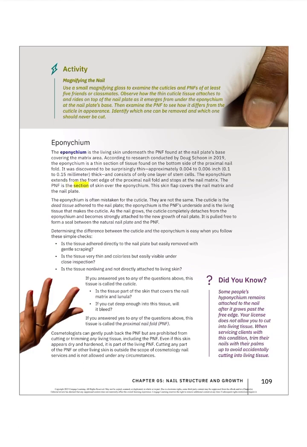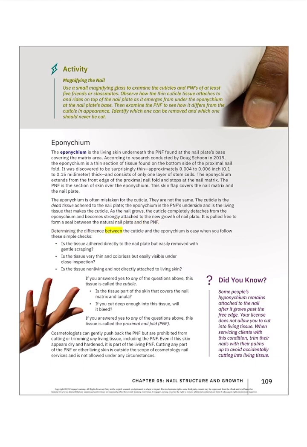The PNF is the section of skin over the eponychium. This skin flap covers the nail matrix and the nail plate. The eponychium is often mistaken for the cuticle. They are not the same. The cuticle is the dead tissue adhered to the nail plate. The eponychium is the PNF's underside and is the living tissue that makes the cuticle. As the nail grows, the cuticle completely detaches from the eponychium and becomes strongly attached to the new growth of nail plate. It is pulled free to form a seal between the natural nail plate and the PNF.